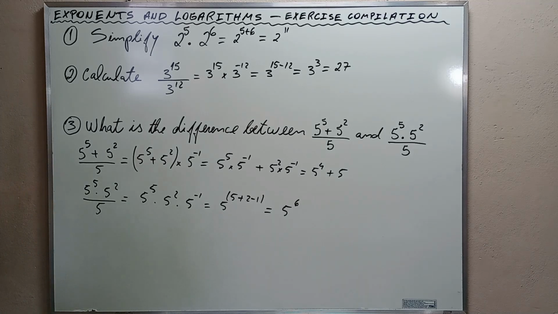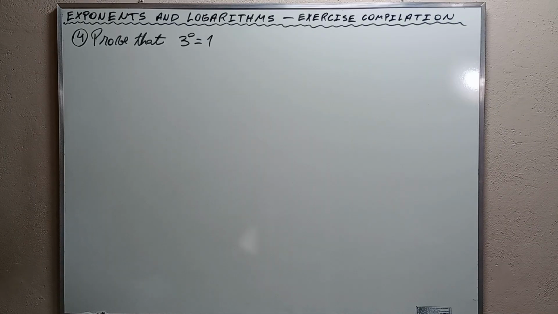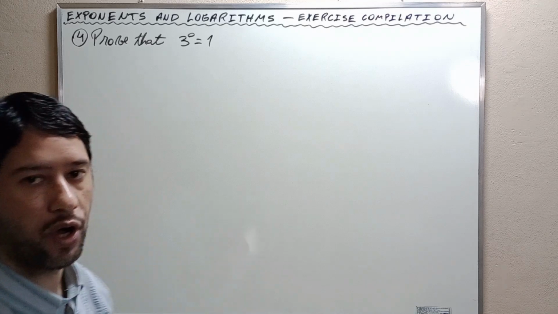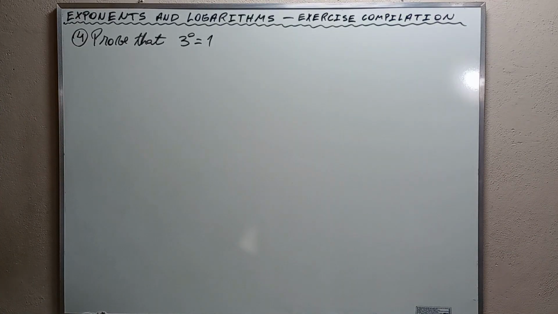Let's go to the 4th exercise now. Exercise number 4. Prove that 3 to the power of 0 is equal to 1.